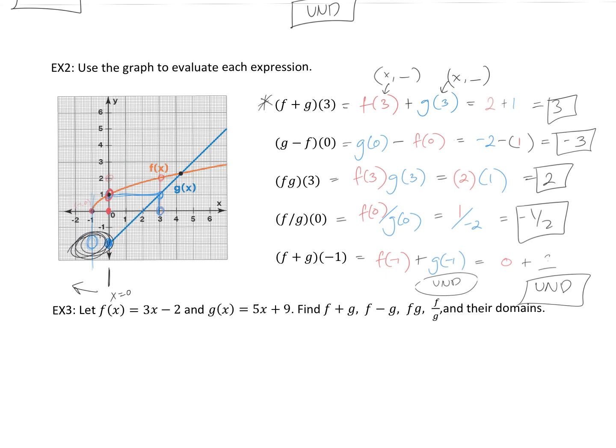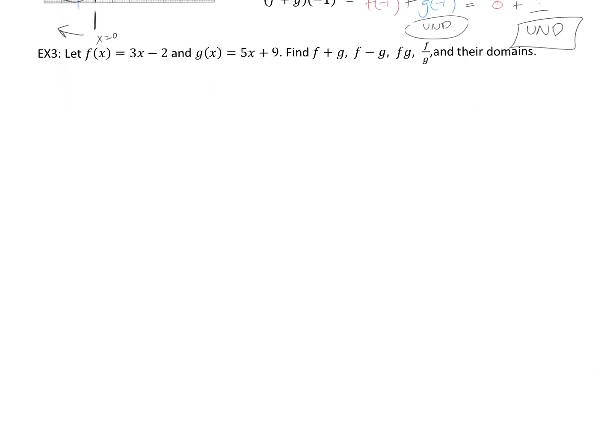All right, so let's go ahead and keep moving on. Now let's take a look at example 3. We're given two functions, f of x and g of x, and we're told to find f plus g, f minus g, f times g, and f divided by g, and their domains. And again, remember, the domains are pretty much always the intersection of the original function's domains, except for this one, where we have to make sure that g is not 0. So before we do that, let's go ahead and just find the domains real quick.